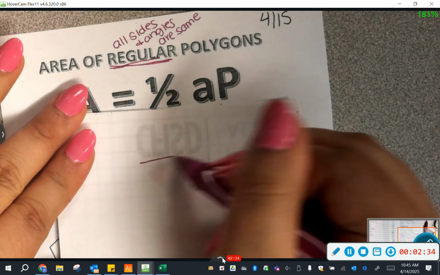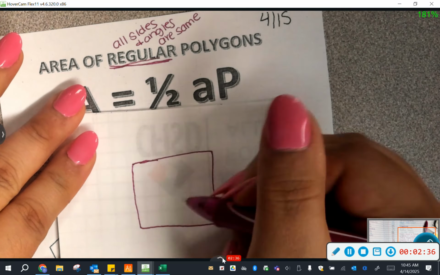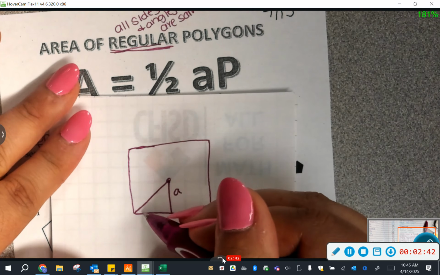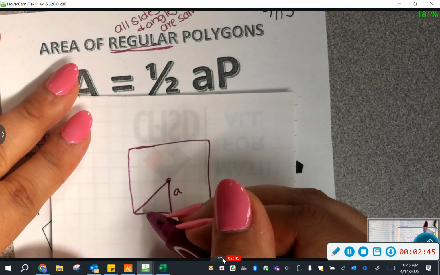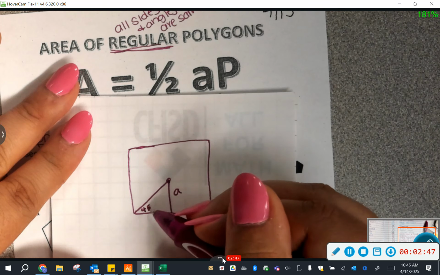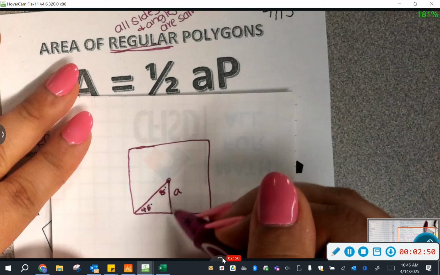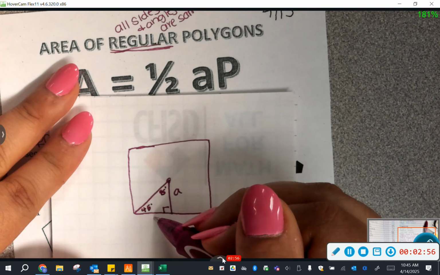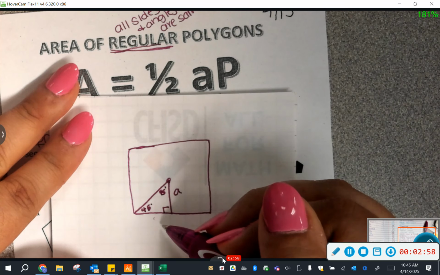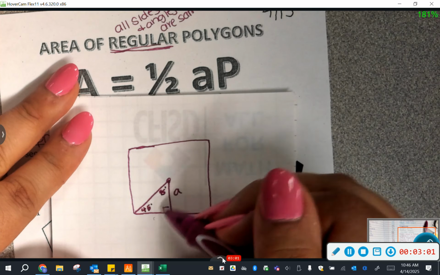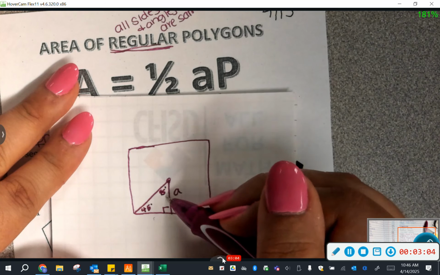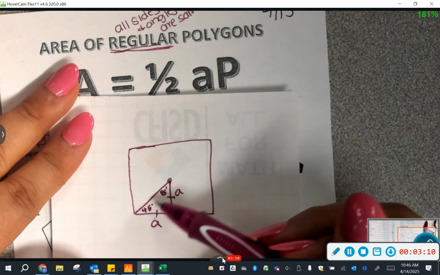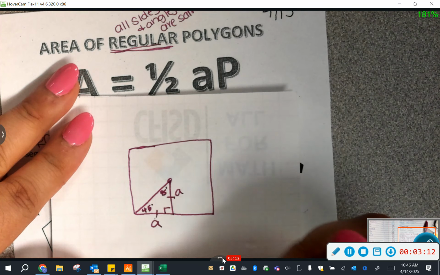So if you have a square, this is the apothem. What is this degree right here? 30. No. It's 45 because it's a square. What's this one? 90. Do we agree that if this is A, what's this down here? 90. It's a 45, 45, 90 triangle. They're the same. Do we agree with that? Yes. What would the diagonal be if it's a 45, 45, 90 triangle?